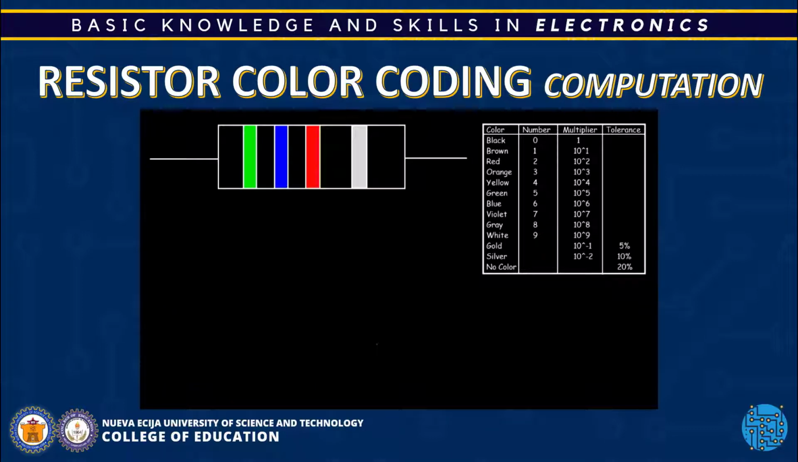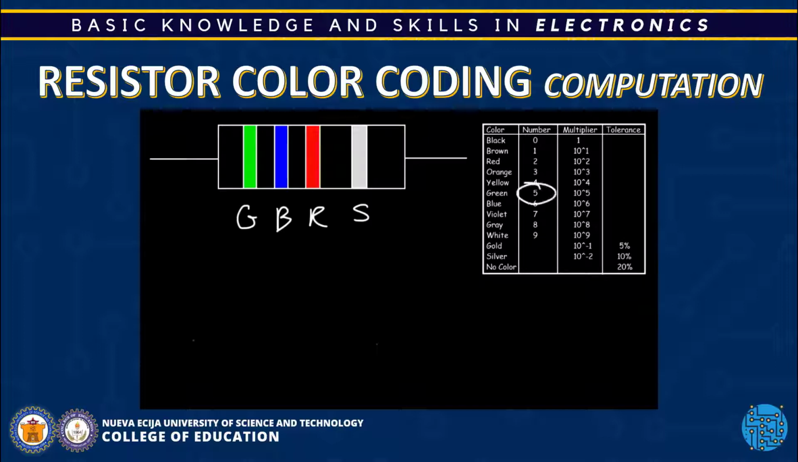Now it's your turn. Go ahead and calculate the value of this resistor, determine the tolerance level, and also the range in which the true resistance may lie. So the first color is green, the second is blue, the third is red, and the fourth, which is the tolerance, is silver. So the first color is associated with the first digit.